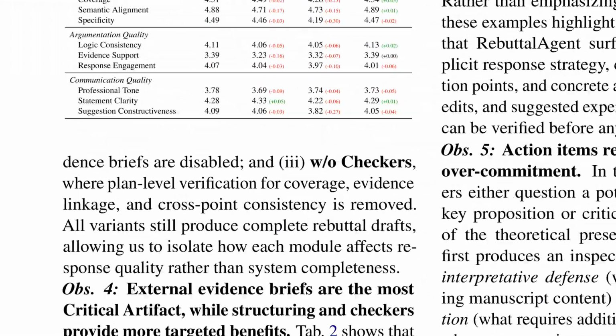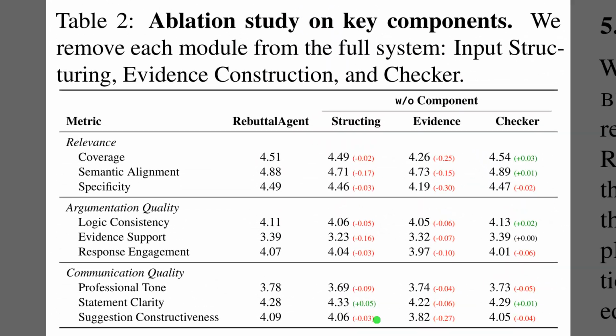Well, Table 2 digs deeper with an ablation study to pinpoint which modules drive these improvements. The first data column lists the full rebuttal agent performance, while the remaining columns show what happens when we remove input structuring, evidence construction, or the checker. Crucially, the evidence column reveals the steepest declines, with coverage dropping by 0.25 and specificity falling by 0.30. This confirms that external evidence retrieval is the most critical component for maintaining grounded responses.